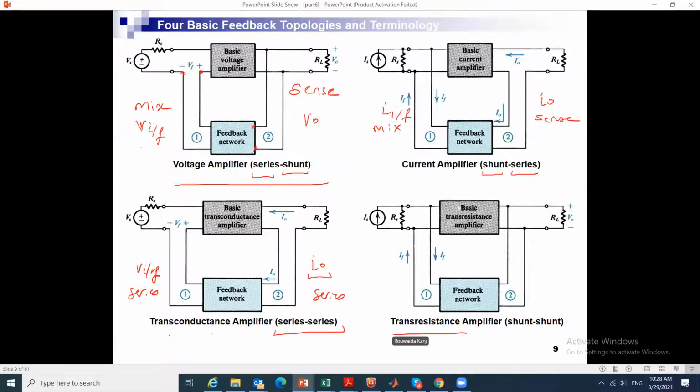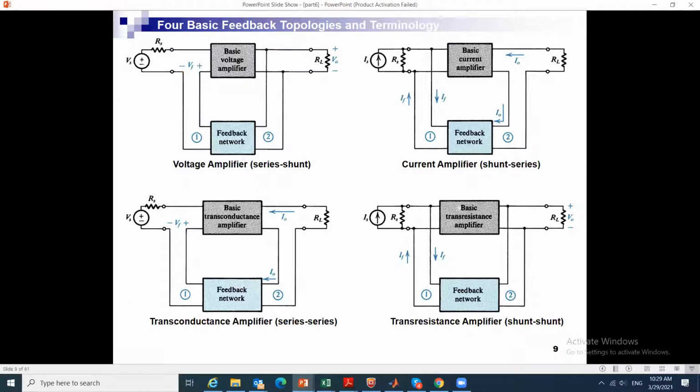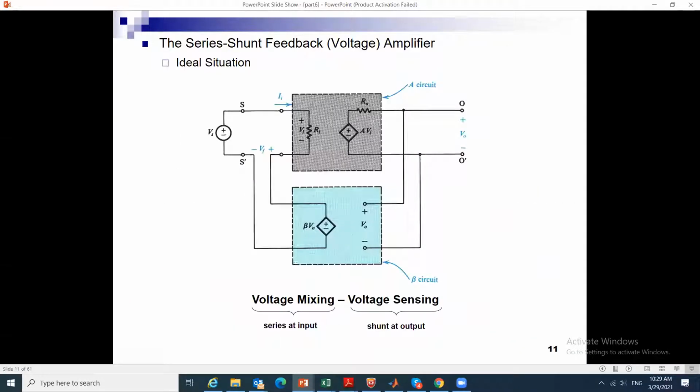And for the transresistance amplifier, I have VO at the output, I am going to sense it. So I will sense it in parallel, and I have I feedback to be plugged in or mixed at the input, and so it will be mixed in parallel, and hence the name shunt-shunt. Okay, until now this is just nomenclature. We are just talking about definitions. Does anybody have any questions about the naming?